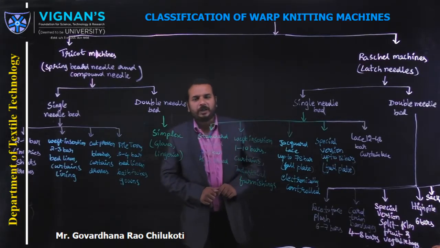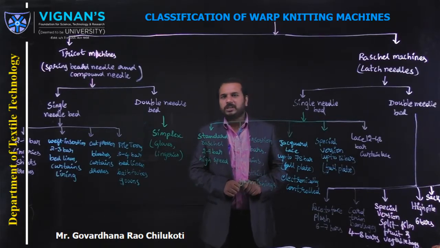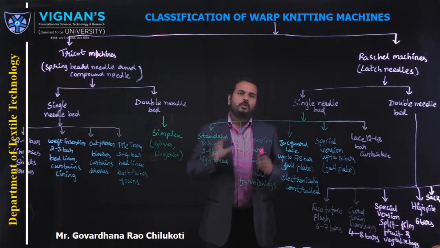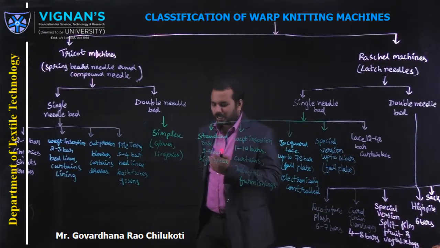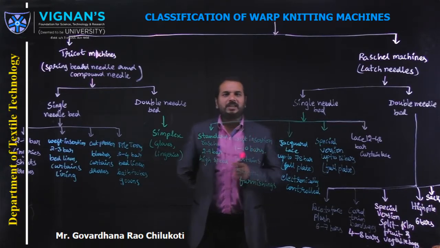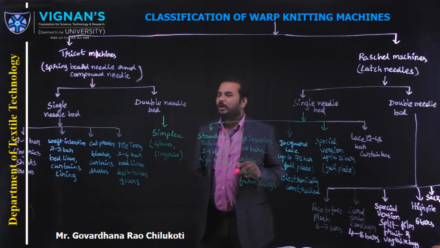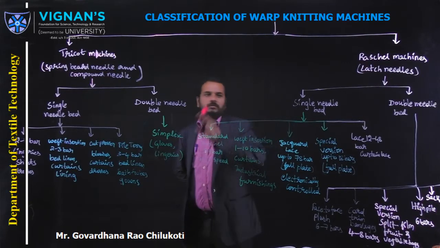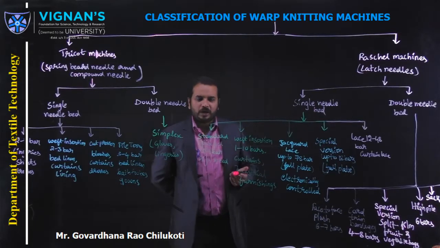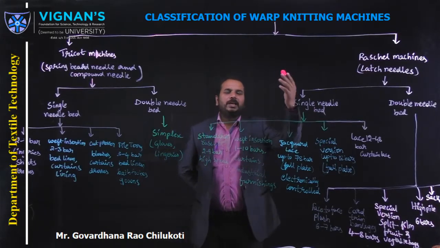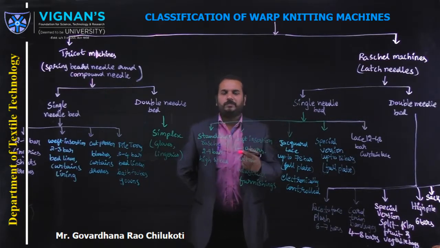So the warp knitting machines classification we will see in today's class. How are these warp knitting machines classified, what are the categories and what is the criteria to categorize them, we will see here. You can look at the complete classification chart where the warp knitting machines are categorized based on the needle type we are using.